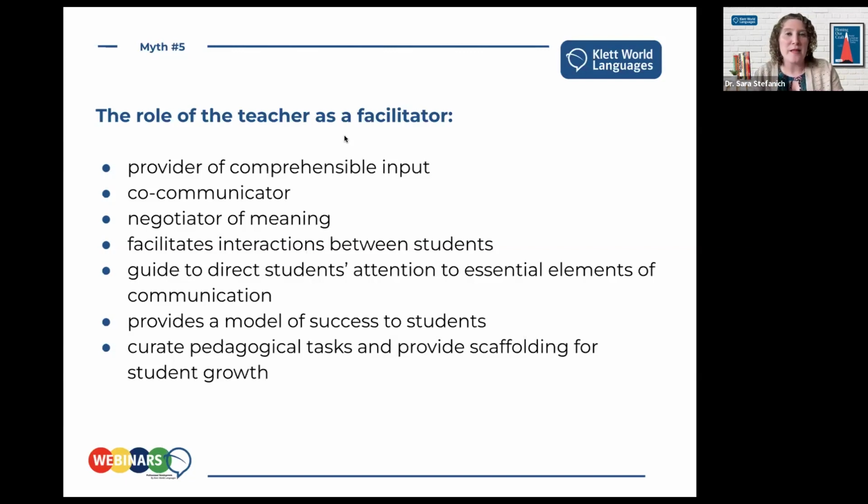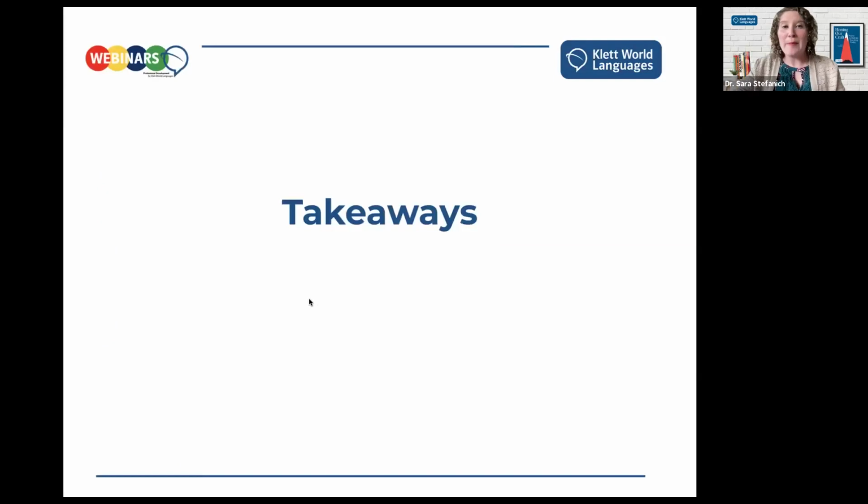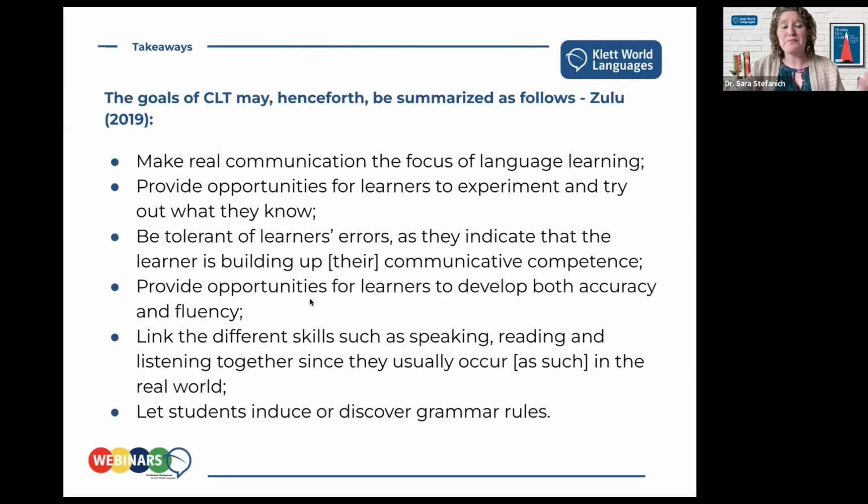And so we're helping them by providing the tools to be able to cross the river. We're showing them how to use those tools. We're providing opportunities for them to practice using those tools so that they can make their way across the river. And so, to wrap up here, some takeaways.